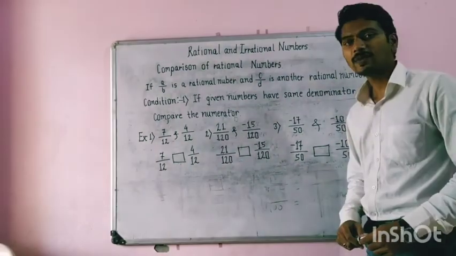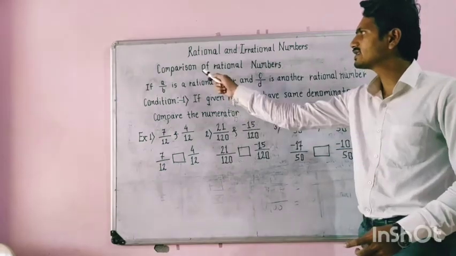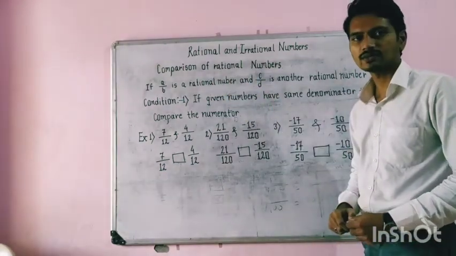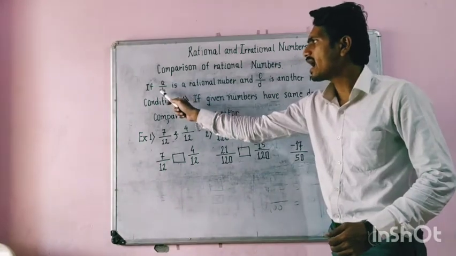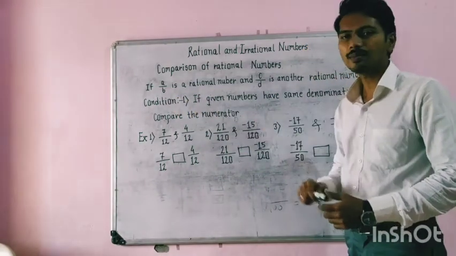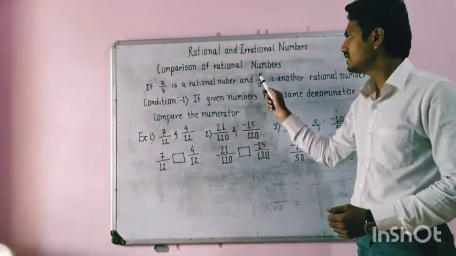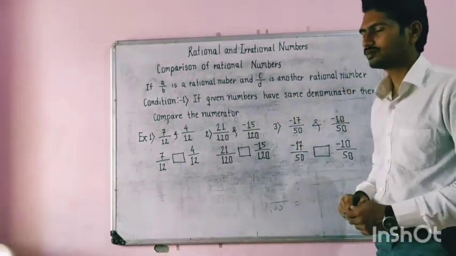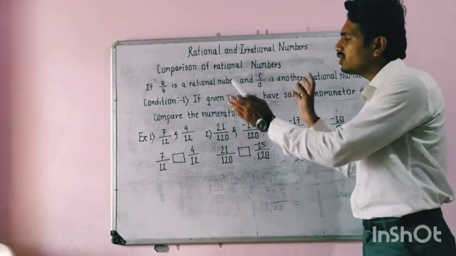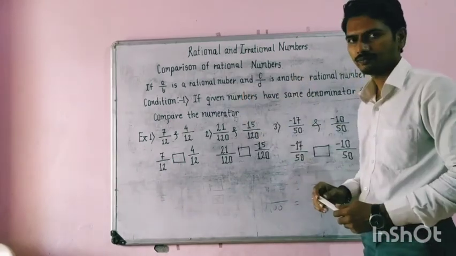So the next part is comparison of rational numbers. Suppose A by B is a rational number and C by D is another rational number, then what will be the condition between them?